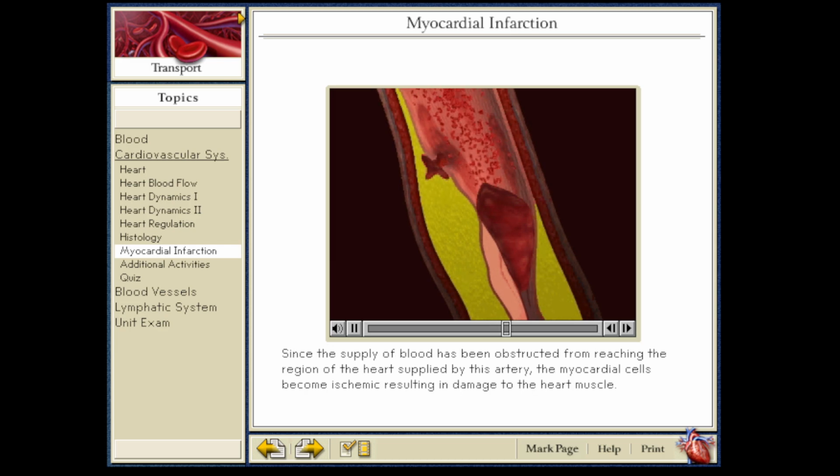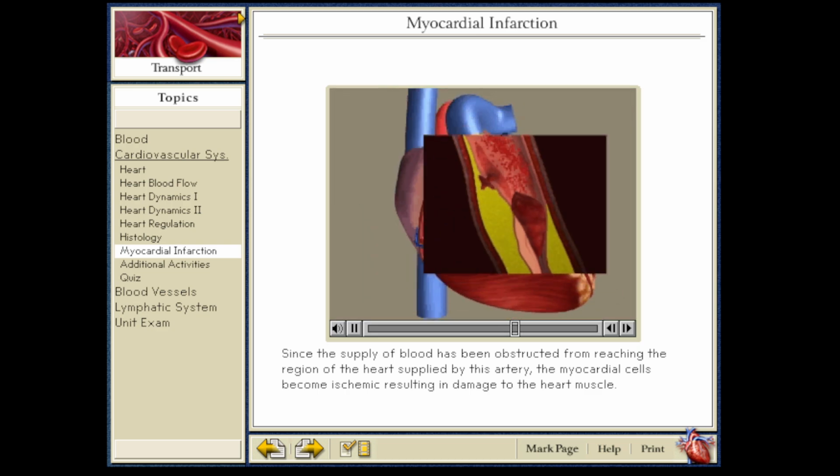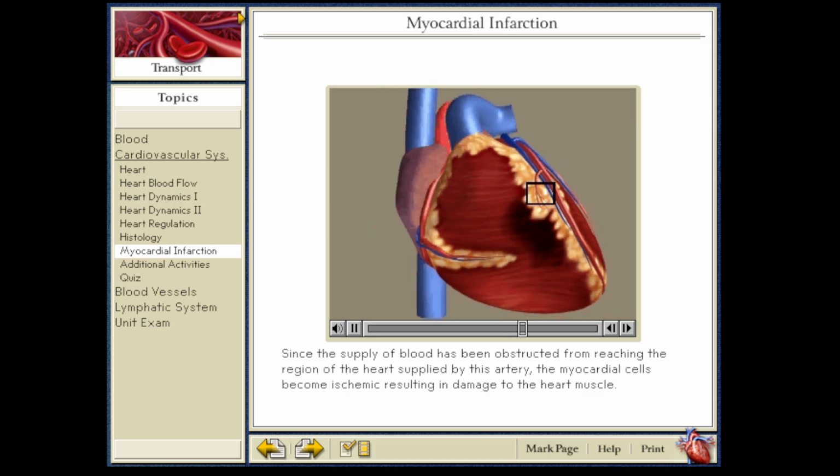Since the supply of blood has been obstructed from reaching the region of the heart supplied by this artery, the myocardial cells become ischemic, resulting in damage to the heart muscle.